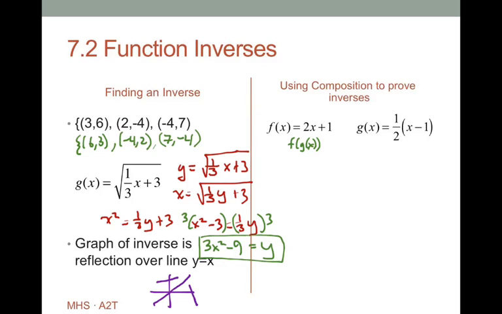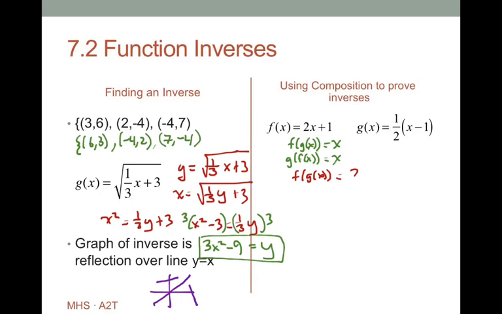Okay. Using composition to prove inverses. This is what you guys were supposed to do on your quiz, and a lot of people didn't do it very well. So what you want to do is find the composition both ways, f of g of x and g of f of x, and show that they're both equal to x. And if they are, then you have inverses. So let's give this a try. F of g of x, I'm going to take g of x, 1/2 x minus 1, and plug it into the function f. And I'm going to see what I get.